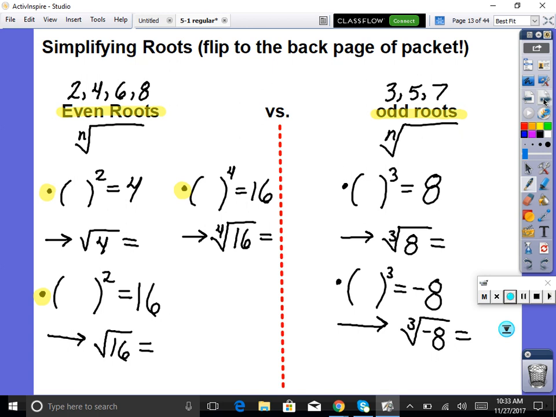Okay, everybody pay attention. So now we're going to be simplifying even roots and odd roots. Couple things to note. Even roots would be like square root, 4th root, 6th root, 8th root. Odd roots are like cube root, 5th root, 7th root, and so on.